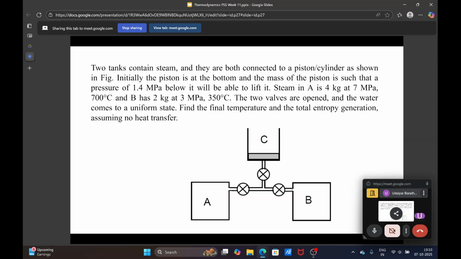So next question, we have two tanks containing steam and they are both connected to a piston cylinder as shown in figure. Initially the piston is at the bottom and the mass of the piston is such that a pressure of 1.4 megapascal below it will be able to lift it. Steam in A is 4 kilograms at 7 megapascal and 700 degrees Celsius, and B has 2 kilograms at 3 megapascal and 350 degrees Celsius. The two valves are opened and the water comes to a uniform state. Find the final temperature and the total entropy generation, assuming no heat transfer.